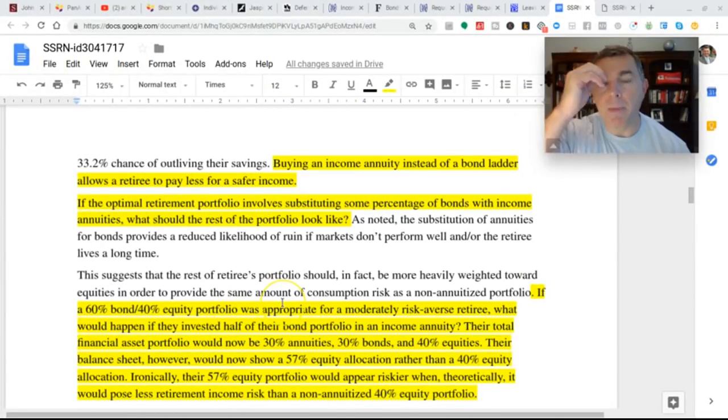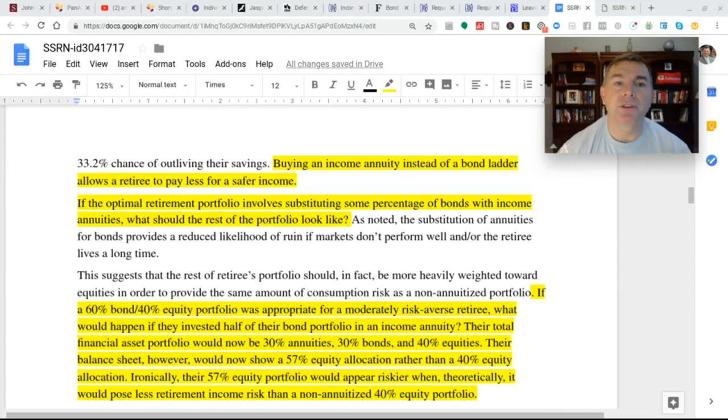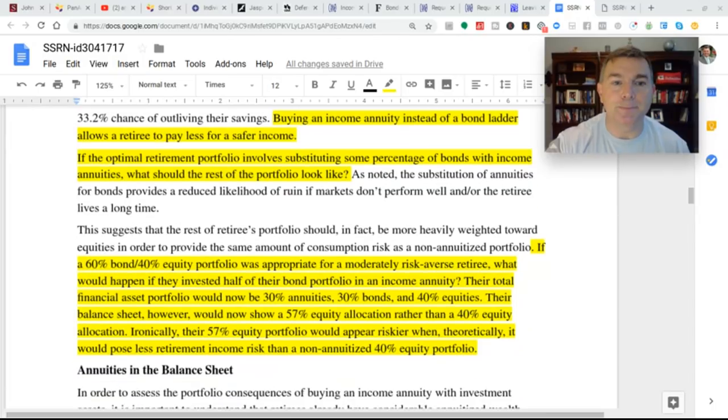All right, so going back to the article. Buying an income annuity instead of a bond ladder allows a retiree to pay less for a safer income. If the optimal retirement portfolio involves substituting some percentage of bonds with income annuities, then what should the rest of the portfolio look like? Last video, we talked about the difference between bonds versus annuities, and we came to the conclusion, rightly so, that annuities allow you more income with less risk when it comes to retirement spending. But now you've still got money left over. What are you going to do with that? And that's what we're going to talk about here.